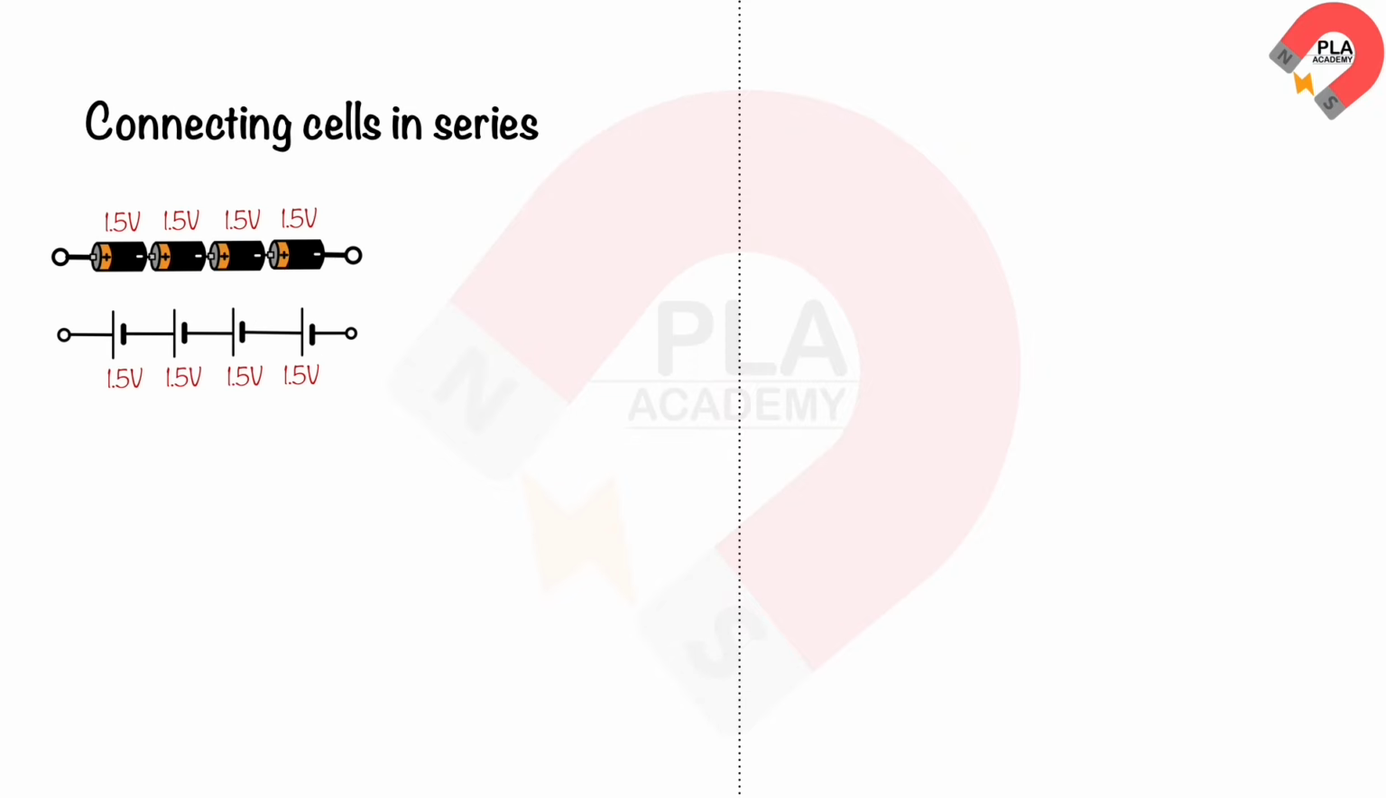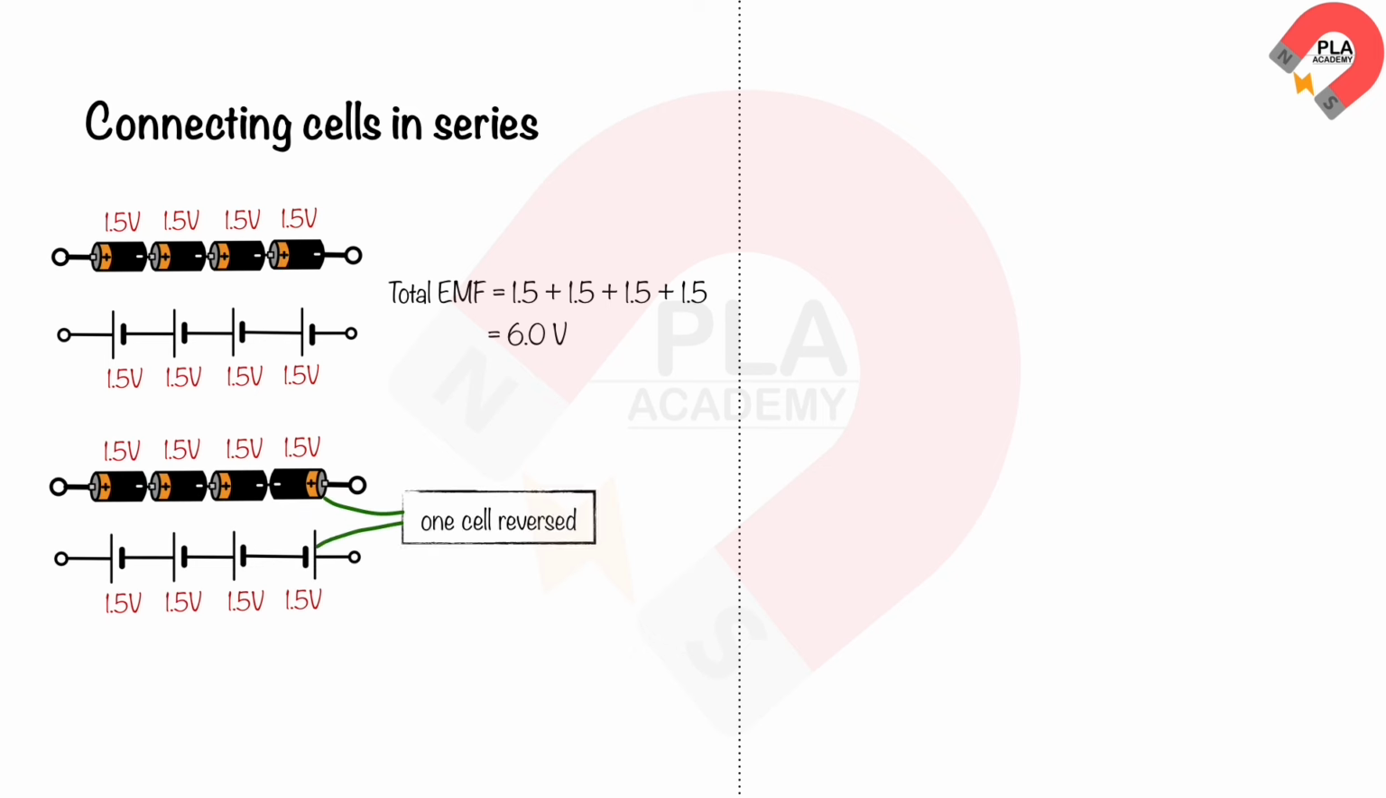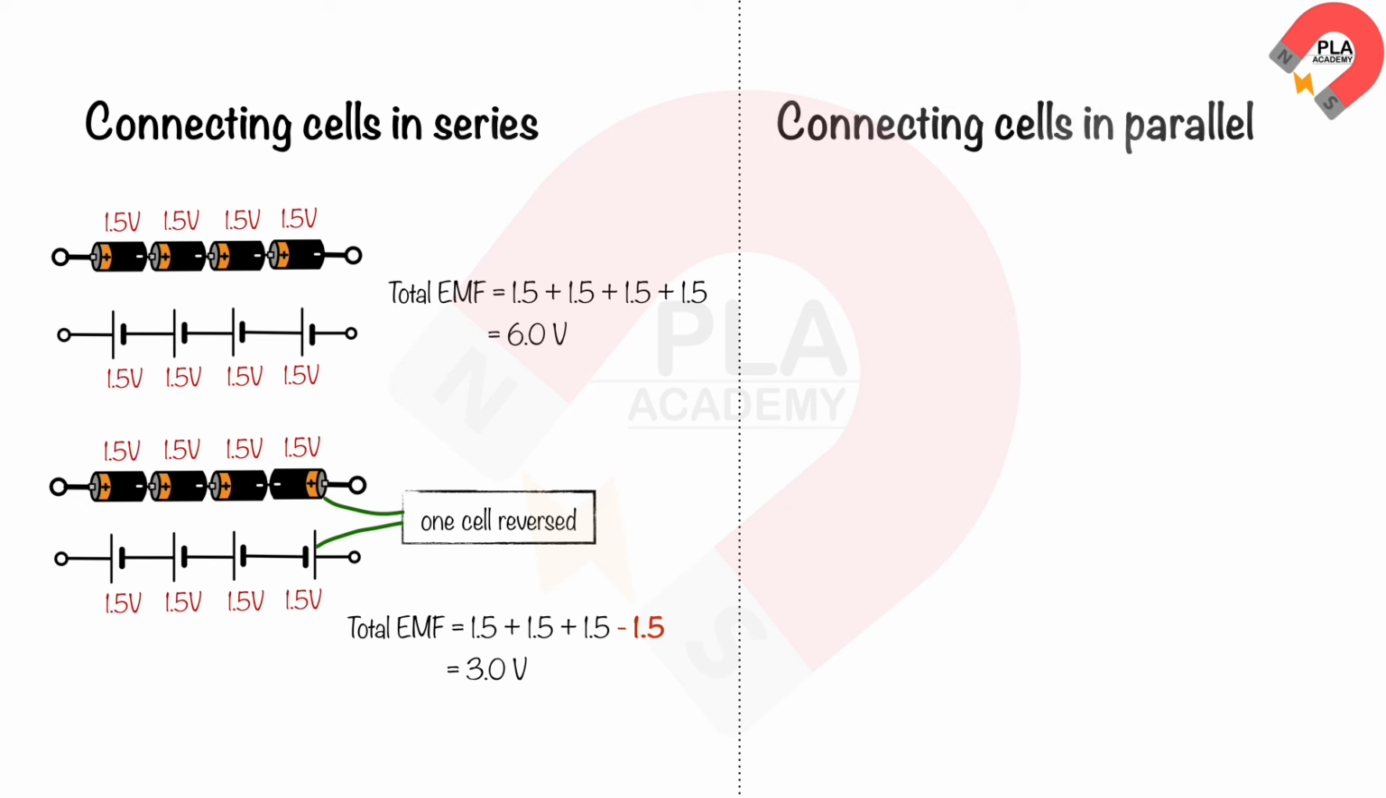Connecting cells in series. Each cell has an EMF of 1.5 volts. Four cells are connected in series. So, the total EMF is 1.5 plus 1.5 plus 1.5 plus 1.5, which is equal to 6 volts. If one cell is reversed as shown, so the EMF of two cells is cancelled, then the total EMF is 3 volts.